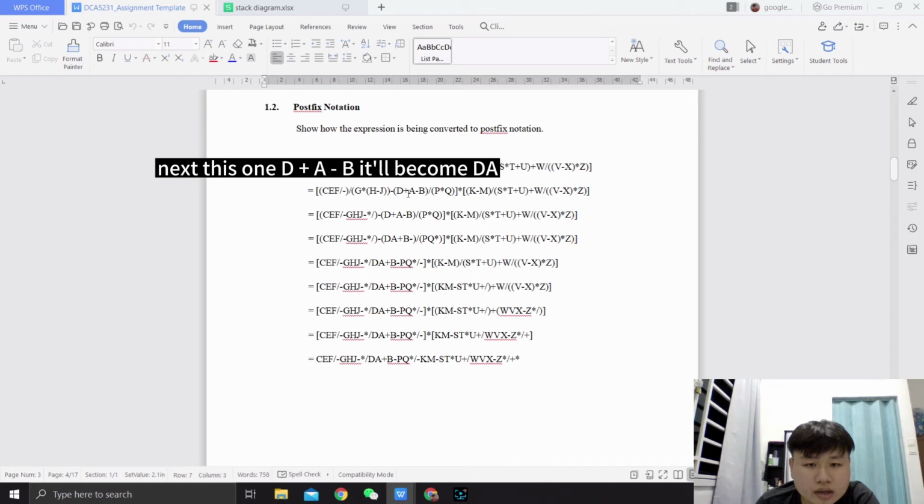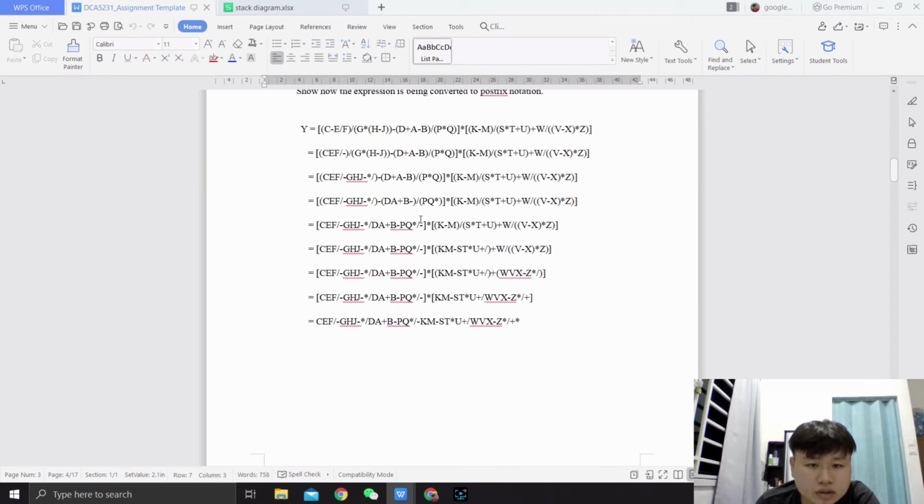Next, this one D add A subtract B will become DA add B and then subtract. This one P multiply Q will become PQ multiply. And then all combine this and it will become CEF divide subtract GHJ subtract multiply divide DA add B subtract PQ multiply divide subtract. And then this one K subtract M, it will become KM.